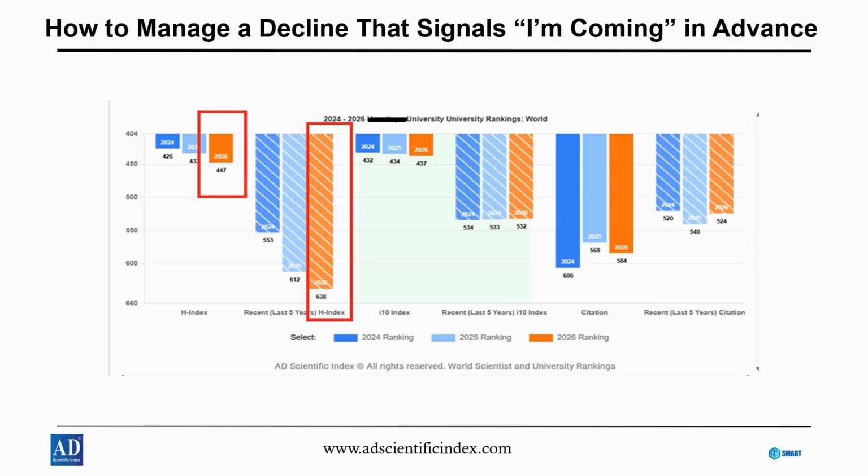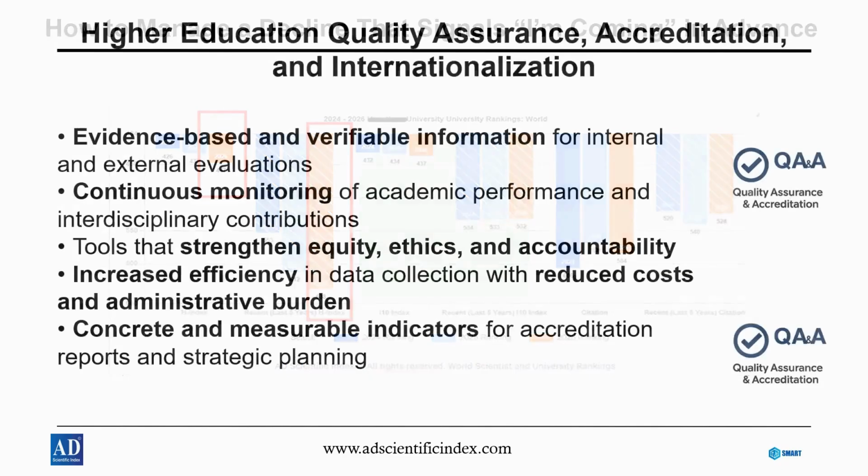SMART turns early warning signals into actionable strategy, transforming a predicted decline into a managed, controlled, and ultimately reversible process. Universities today face increasing pressure to demonstrate transparency, accountability, and international competitiveness. Leaders need evidence, not assumptions, to make decisions that shape accreditation outcomes and global standing. Imagine having a system that continuously tracks academic performance, interdisciplinary contributions, and institutional progress, with verifiable precision.